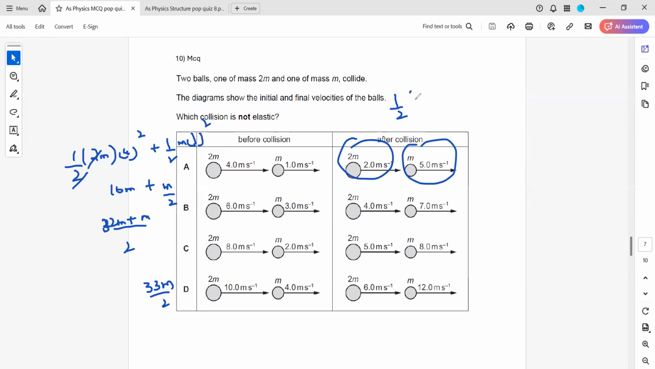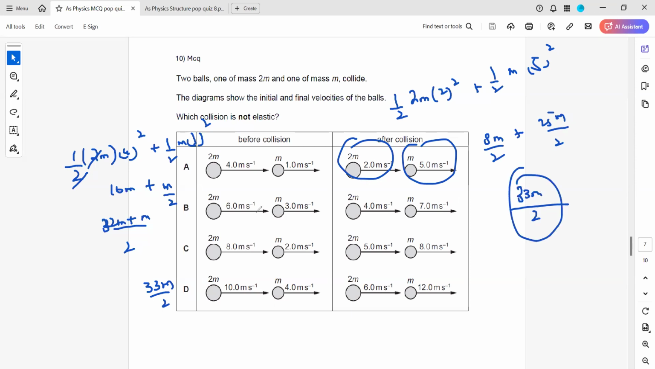After, it will be half of 2m into 2 squared plus half m into 5 squared. When you simplify this, 2 squared is 4 multiplied by 2, 8m divided by 2, and this is 25m divided by 2. So when you simplify, it will be 33m by 2. So the kinetic energy before and after is the same. It means this is an elastic collision, but we are looking for an inelastic collision. So A cannot be the answer. In the same way you have to check all the other options. Is it clear?